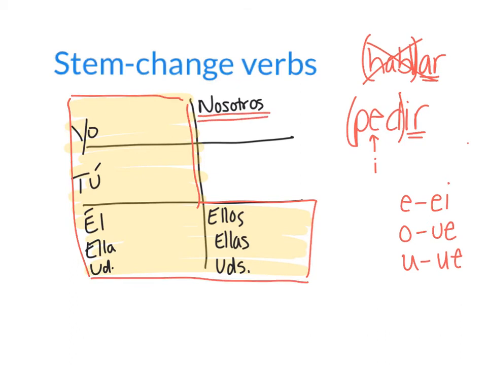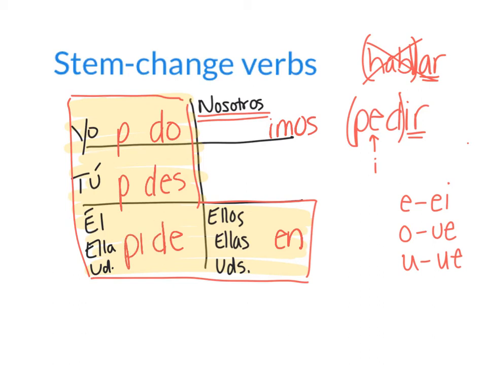So just to show you one example, if I were to take pedir and conjugate it, I would start by saying it's an IR verb, so I would put my IR endings, o, es, e, imos, and en, and then I would make my necessary stem changes. So here in yo, tú, él, ellos, I have a stem change of E to I: pido, pides, pide, and piden. But in nosotros, there is no stem change, so I leave it pedimos.